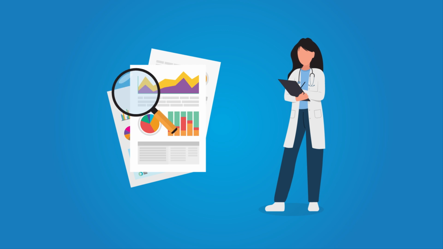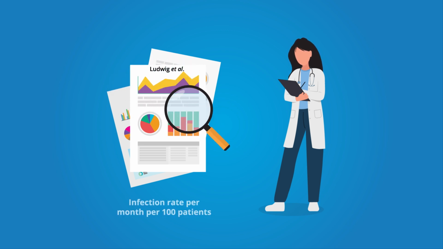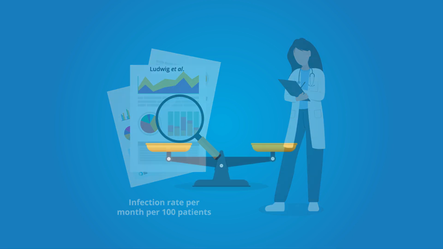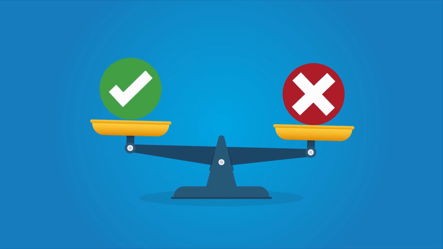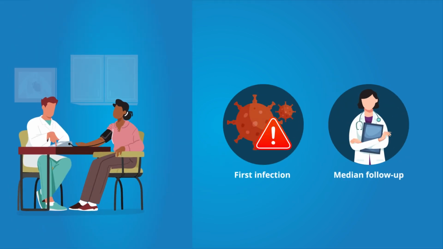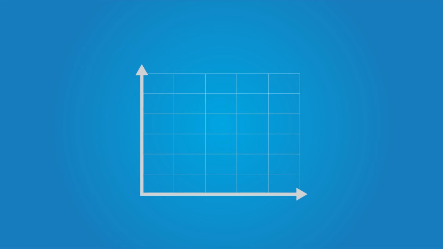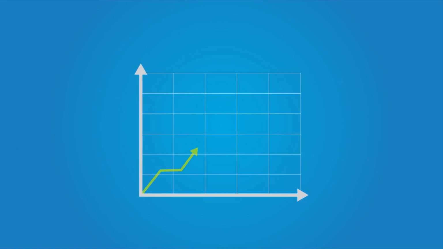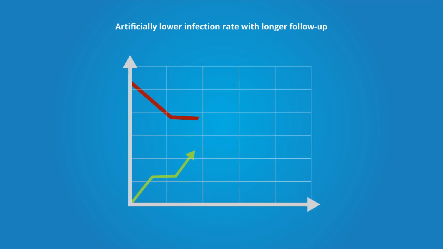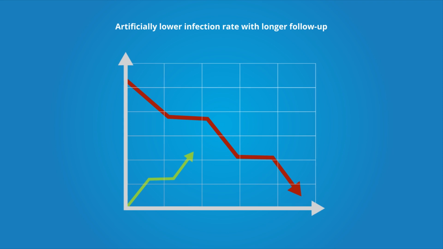A research letter by Ludwig et al. proposed using the infection rate per month per 100 patients as an alternative. However, the use of this metric could introduce bias, as it only considers the first infection event and divides it by the median follow-up. This includes follow-up for patients who have already had their first infection and are no longer considered at risk of an event by this metric, leading to a potentially artificial reduction in the infection rate due to patients who have experienced more than one event.